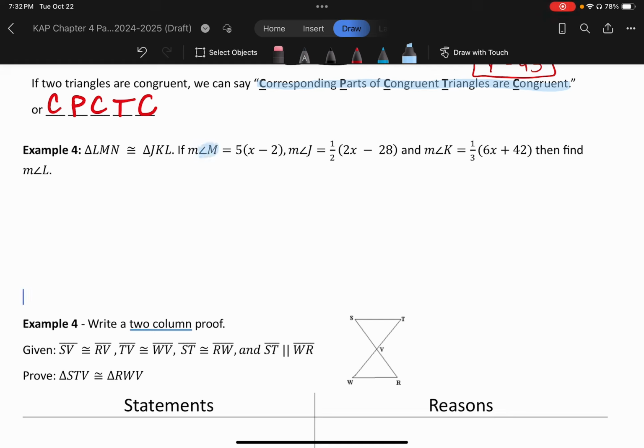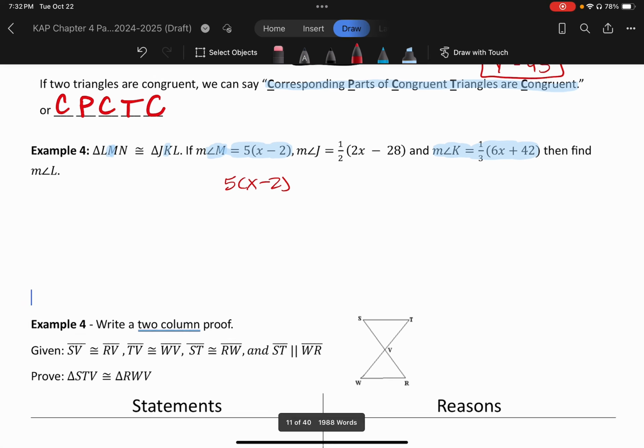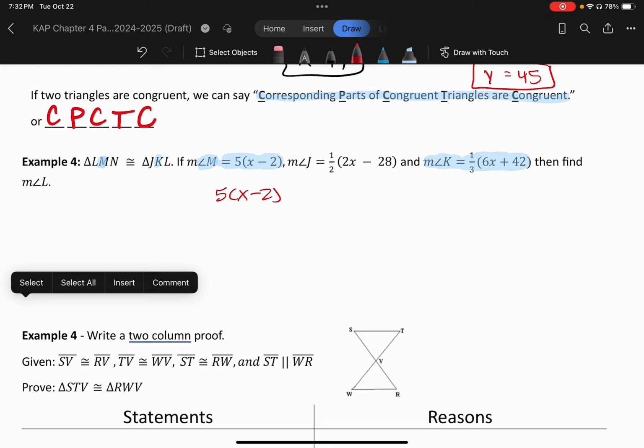Angle M, if I look here, angle M is the middle letter, so it's corresponding and congruent to angle K. Here's M, angle K is right here. That indicates that these two angles are going to be equal, so I would set that up. We got 5 times (x minus 2). Let me just write this off to the side here, that way in case you look back at your notes later, you understand what's going on here.